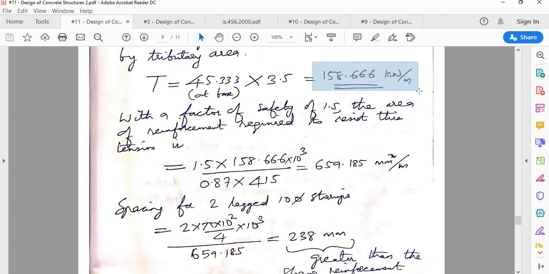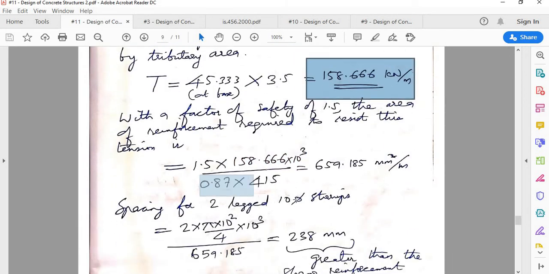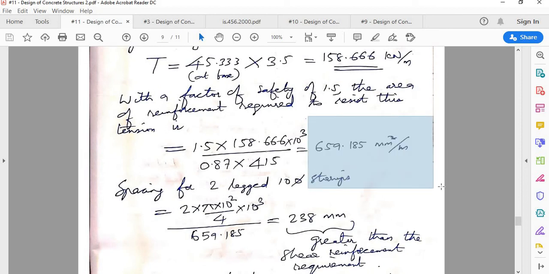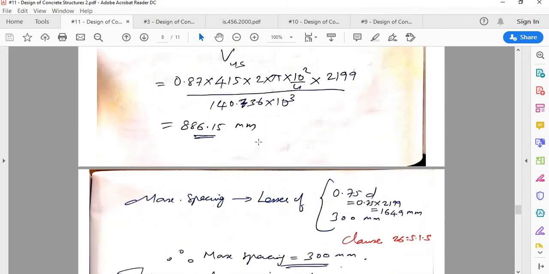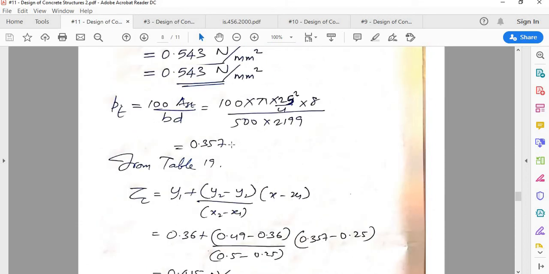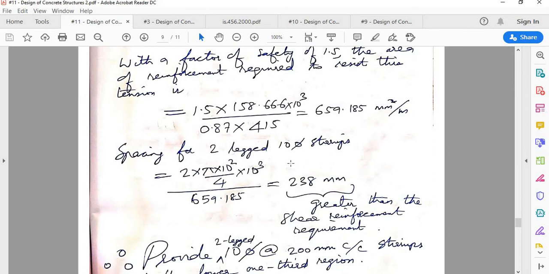So the horizontal stirrups should take this much force. Apply a factor of safety of 1.5 to this tension and divide by the allowable stress in steel. For 415 grade, in limit state design it is 0.87 times 415. So this much area of steel in stirrups should take the tension. Again, let us proceed with the same assumption of two-legged 10 dia stirrups, and you can calculate the spacing.